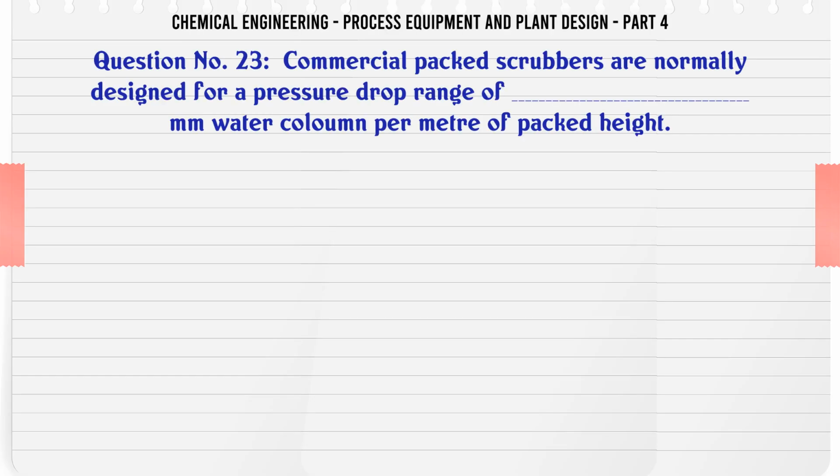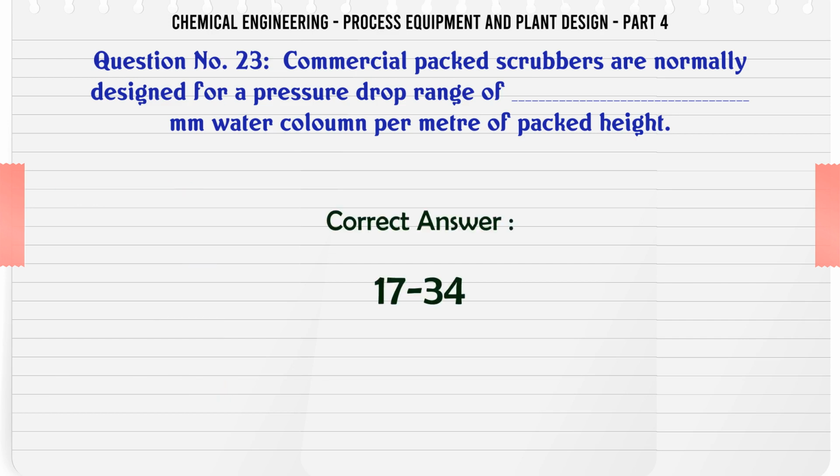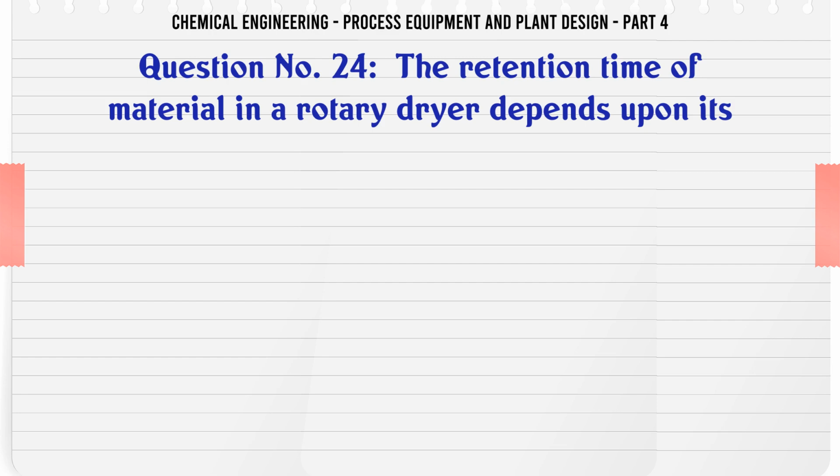Commercial packed scrubbers are normally designed for a pressure drop range of water column per meter of packed height. A. 48, B. 1734, C. 5268, D. 88,105. The correct answer is 1734.